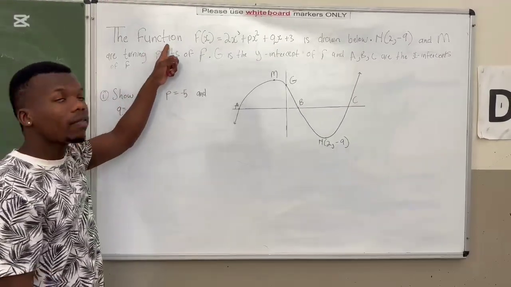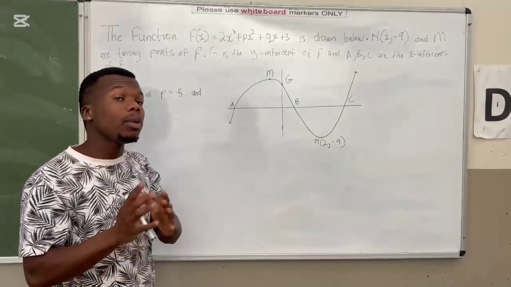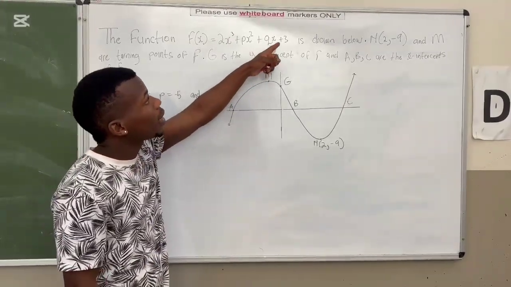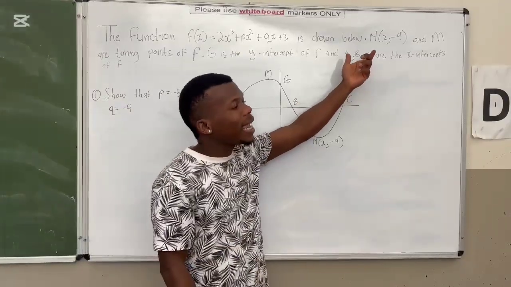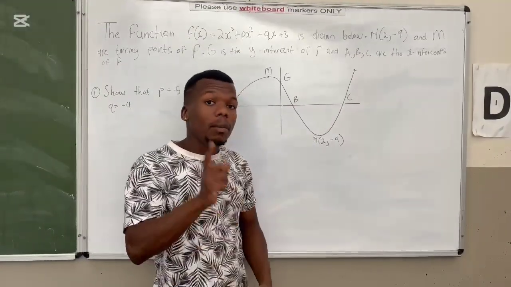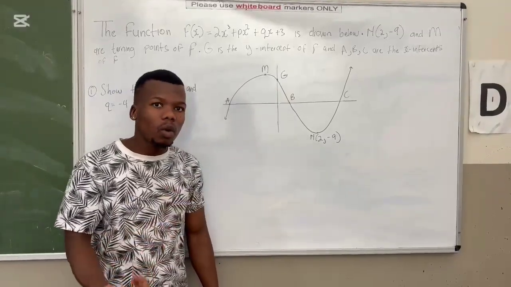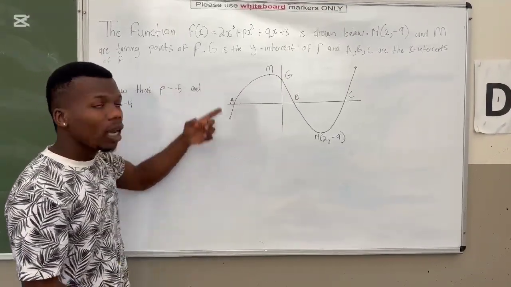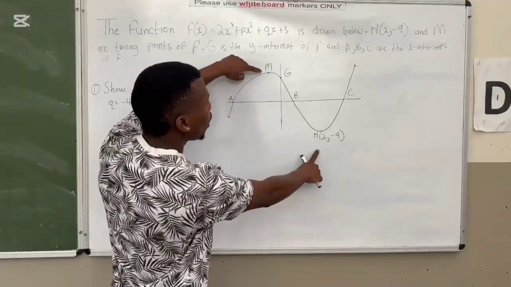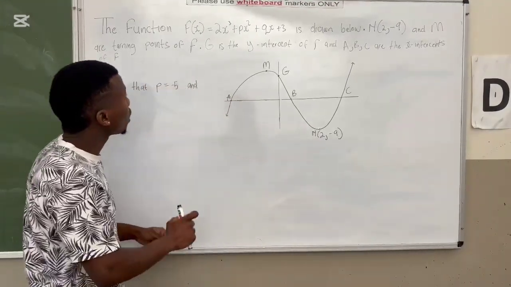We are given that the function f of x is equal to 2x cubed plus px squared plus qx plus 3, drawn below. Now we have a point N (2, -9), meaning that 2 is my x coordinate and -9 is my corresponding y coordinate, and M and N are turning points of f. As you can see on our graph here, M and N are the turning points. Now let's carry on with the statement.